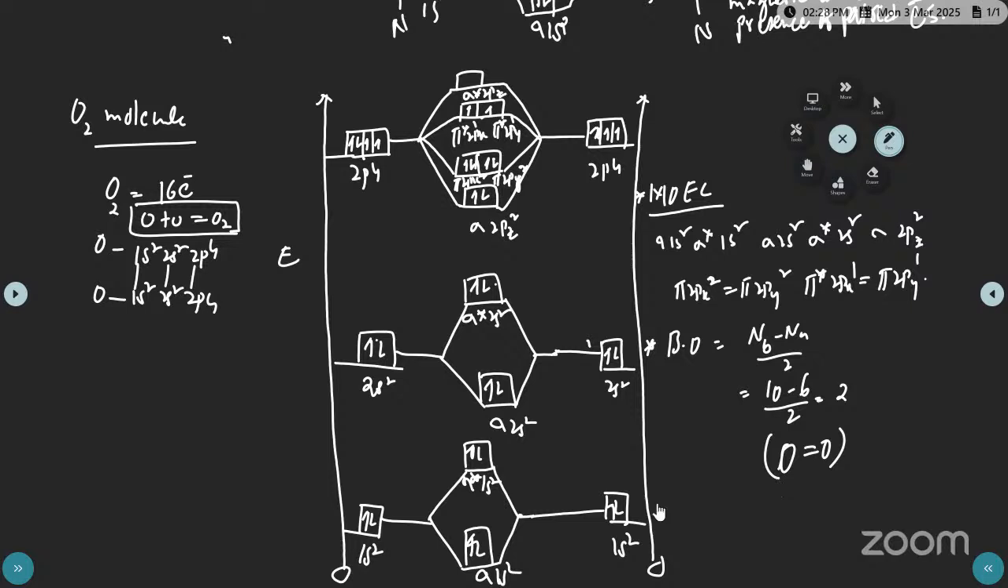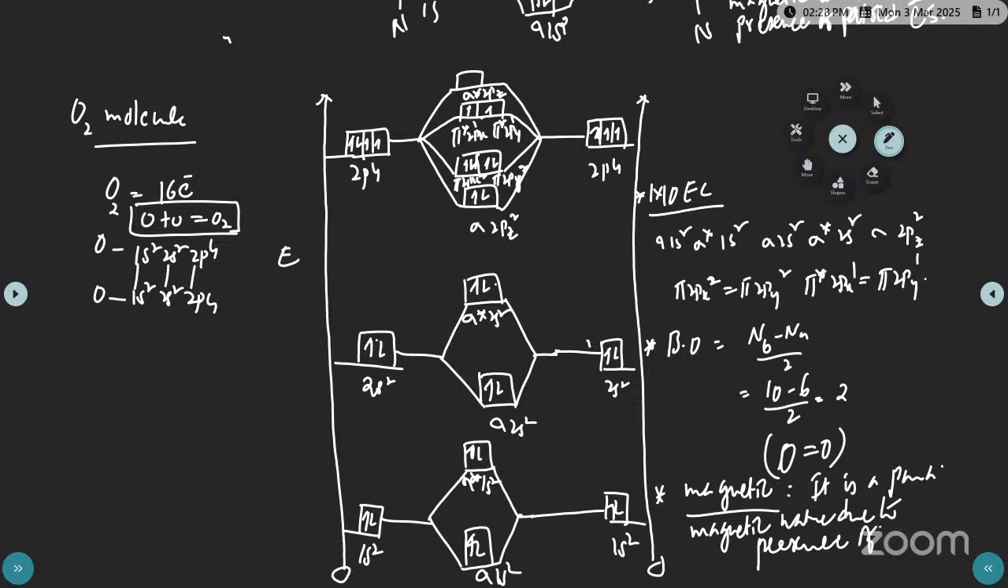And then magnetic nature. The magnetic nature of the molecule is paramagnetic. It is paramagnetic in nature due to the presence of unpaired electrons. So this is the oxygen molecular energy diagram. Next, carbon monoxide. How many electrons are present in carbon monoxide?